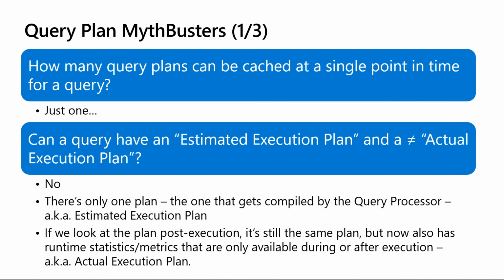If we look at that post-execution plan, we'll see that it has the same shape, the same operators in the same order. So it is the same plan. It has the same query plan hash. It has the same query plan handle. But now it also has runtime statistics, metrics, that were only available either during execution or just after execution. And that is the actual execution plan. And we've seen methods today of how we can capture a plan just after it executed.